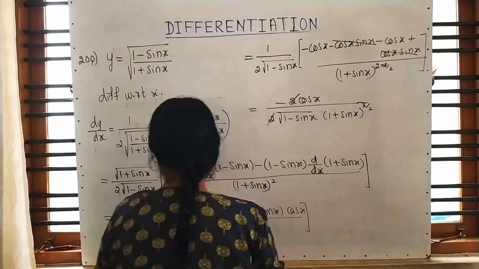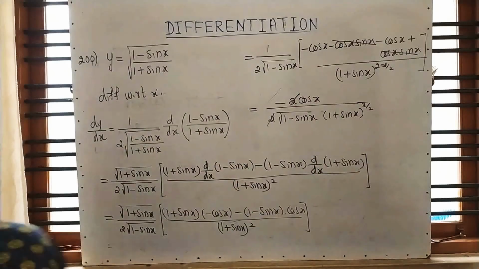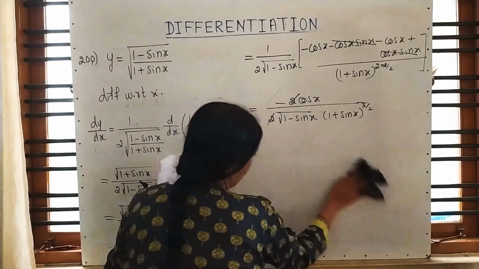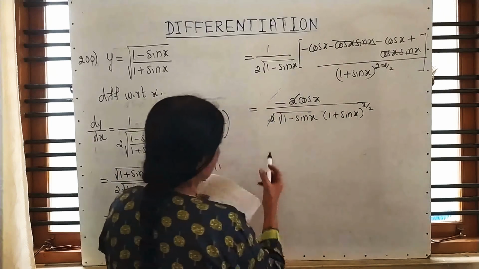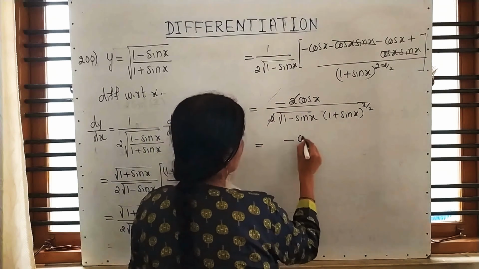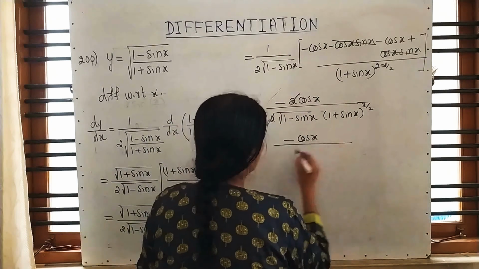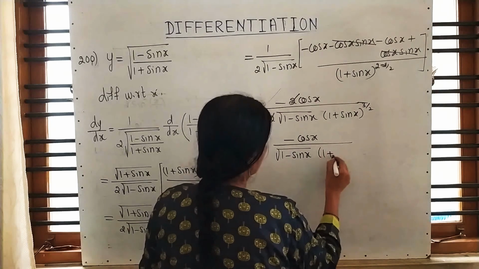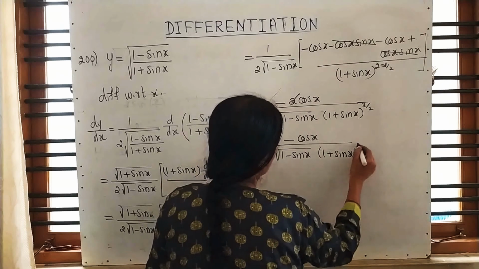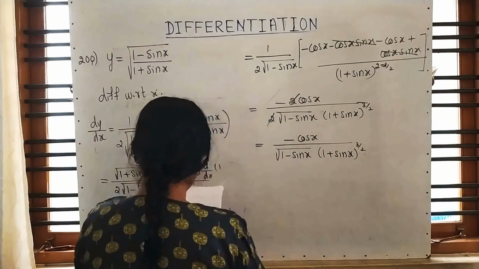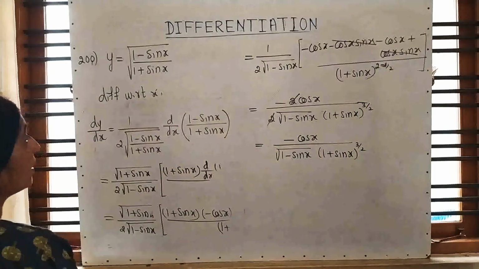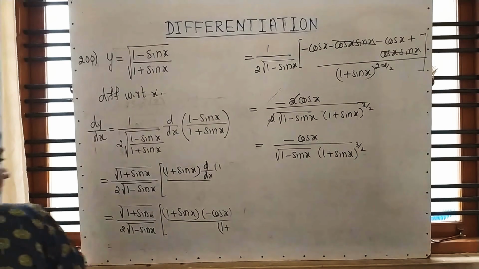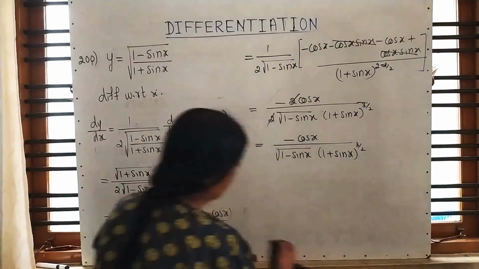This 2 and this 2 get cancelled. We can write one more step. So this is the final answer. Moving to the next question. Question number 201.